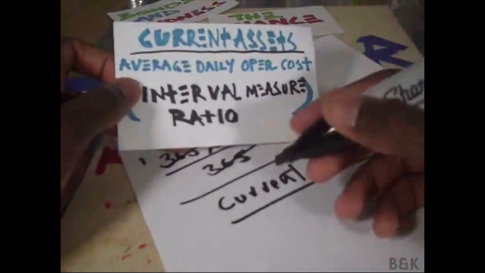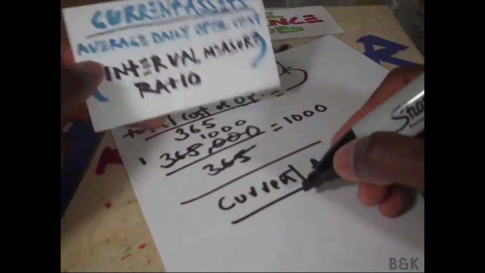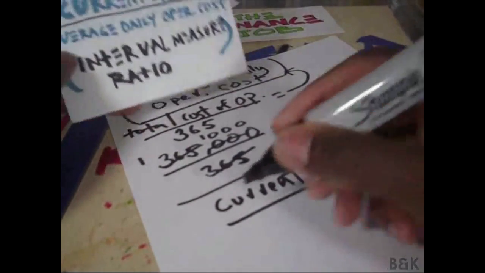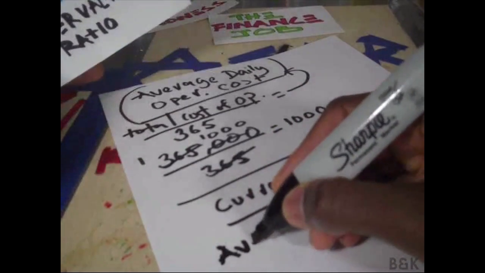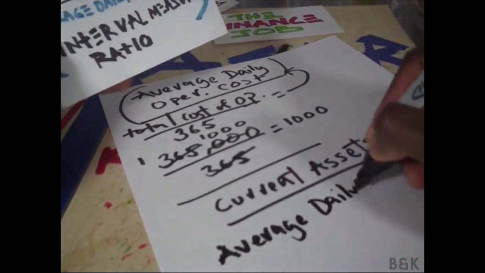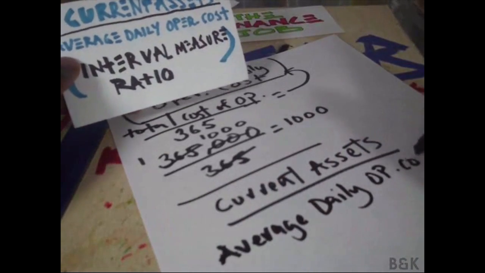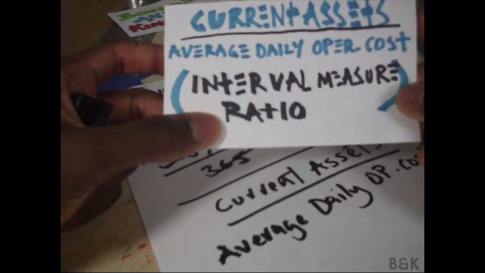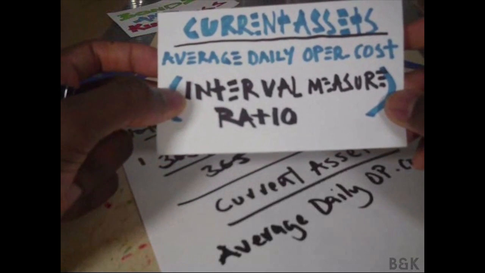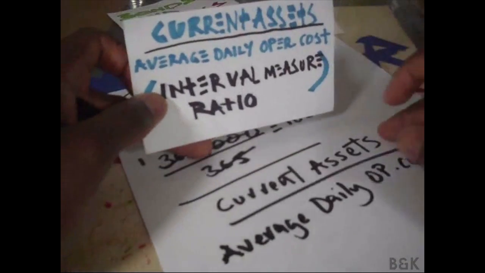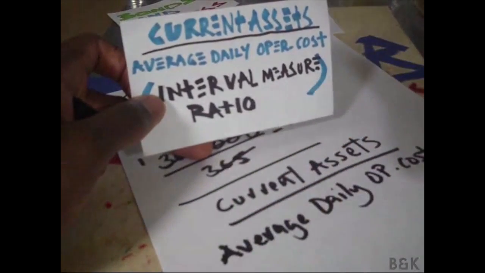So current assets is going to be divided by our average daily operating costs. This is why we had to calculate it first. And that's how you find the survival measure ratio, which is really the interval measure ratio. How long do we have? And it's taking into consideration all the things you can liquidate within the year.